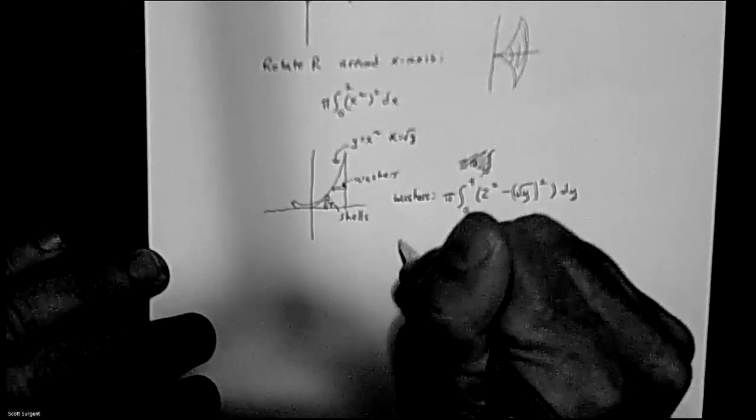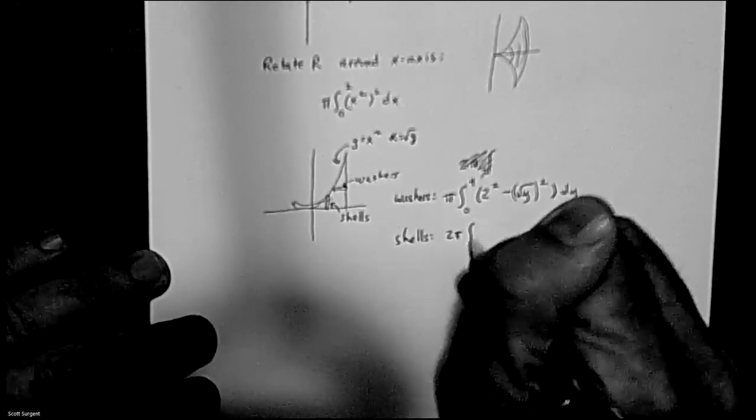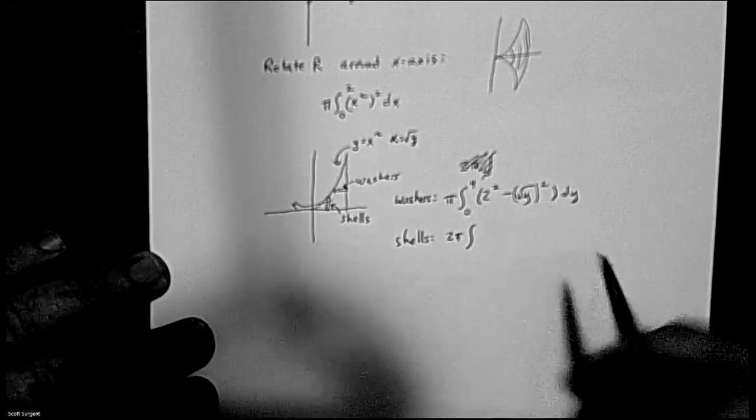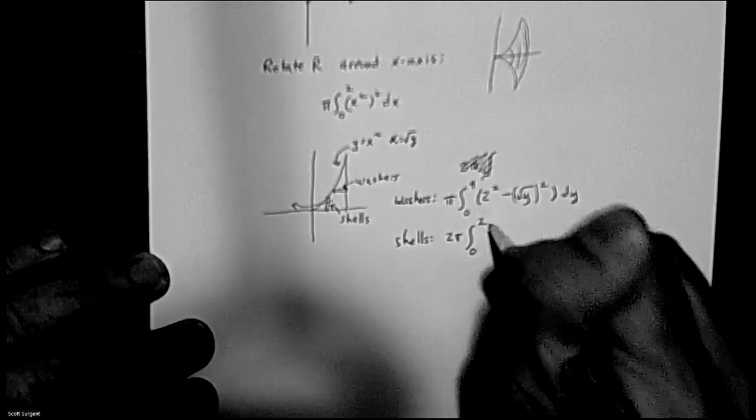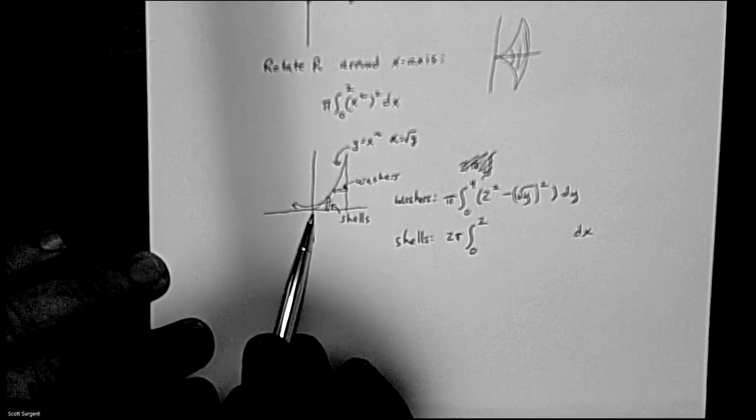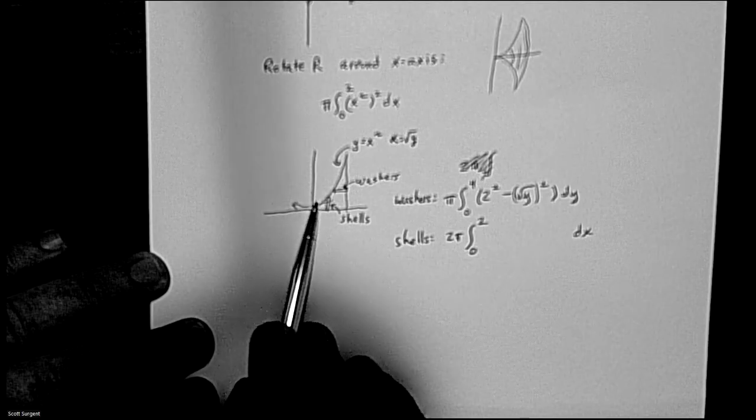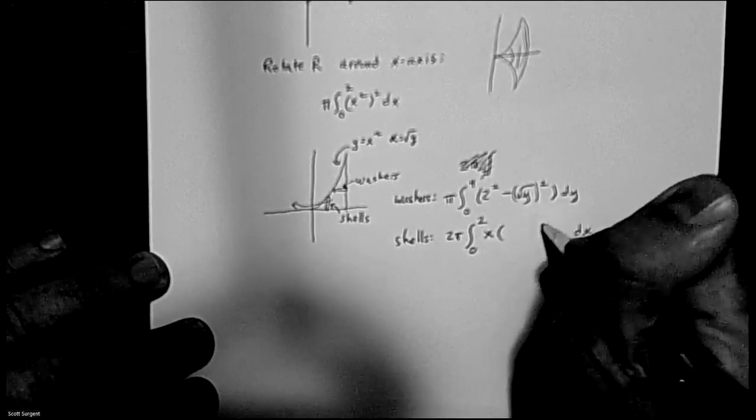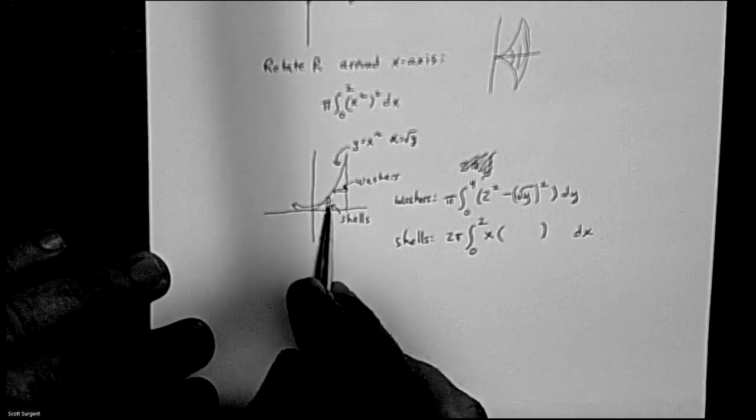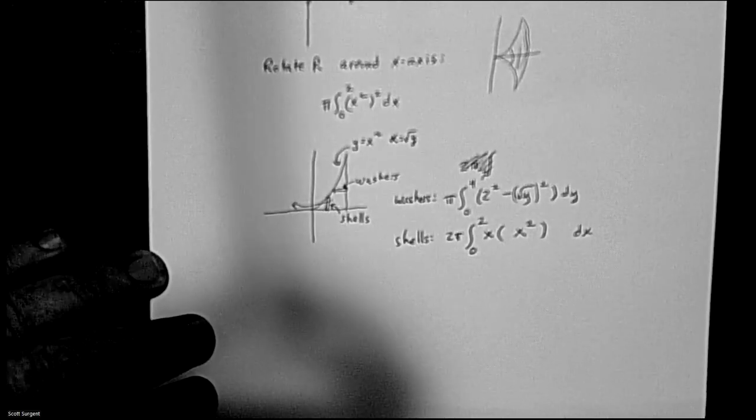Washers are just discs with a hole in the middle. For shells, I'm slicing it this way, so I'd use a dx. The bounds would be 0 to 2. I have to come up with a radius figure from the axis of rotation out to this shape, so that would just be an x. And then I just go with the height, which is x squared. And that should work just fine too.